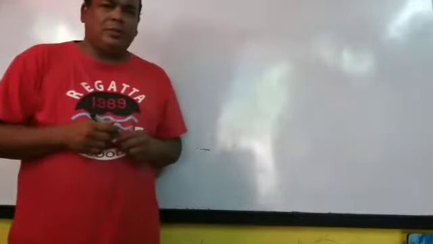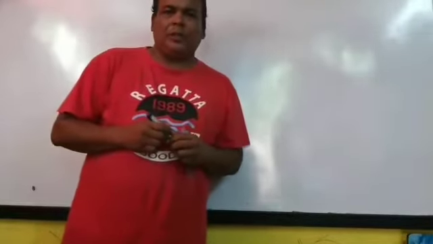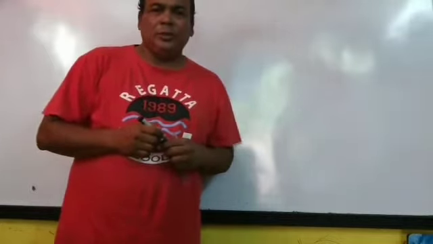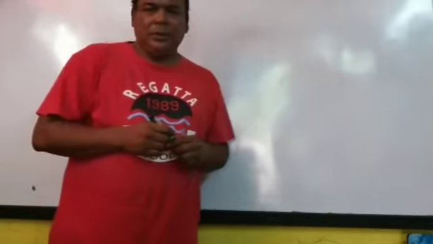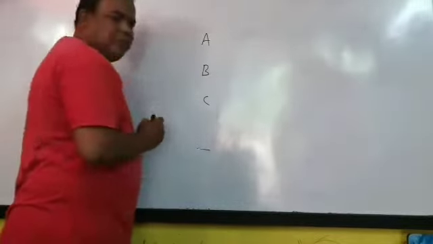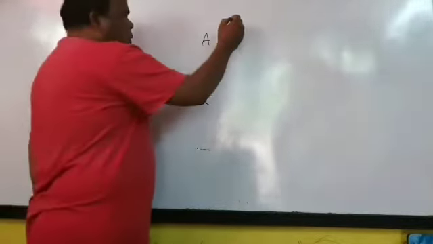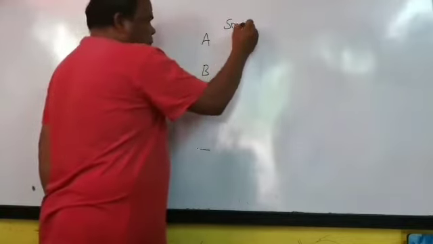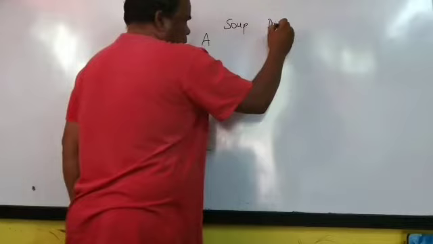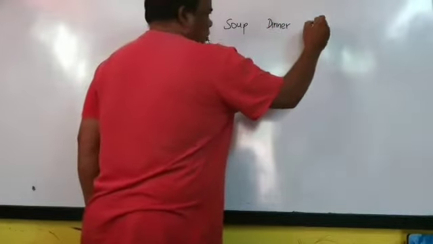Suppose there are 3 friends. After their high school certificate examination, they decided to go for dinner. So, 3 friends, A, B, C. They ordered soup and dinner and dessert.